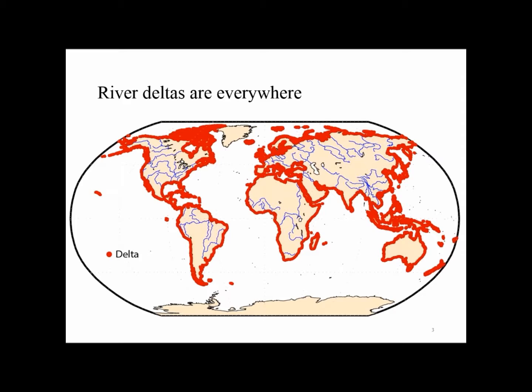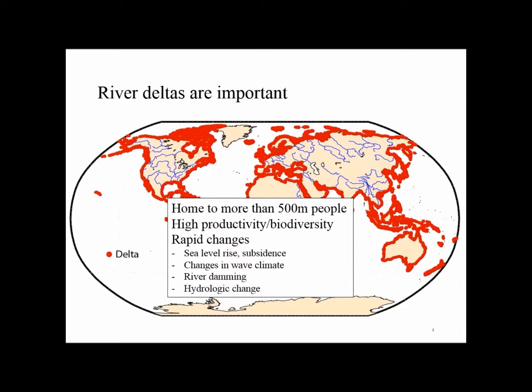And river deltas are literally everywhere along the coast. This is a map I made collecting where different deltas might be. And you see that they're everywhere. The definition of what exactly a river delta is varies from person to person, but in this map, there are about 14,000 of them globally. And river deltas are, in part because of that, very important. They're home to about 500 million people, because they're associated with very high productivity and biodiversity.